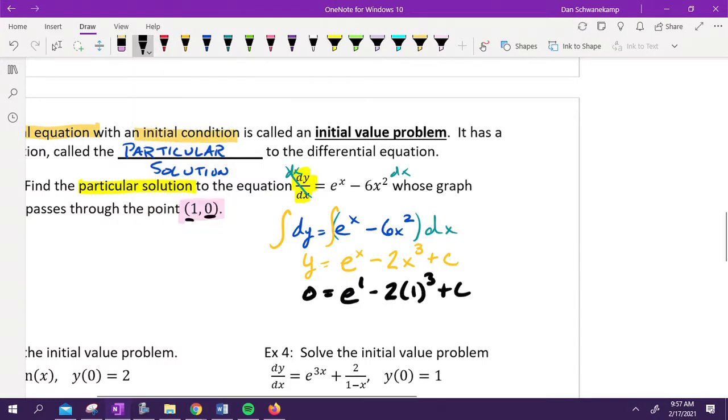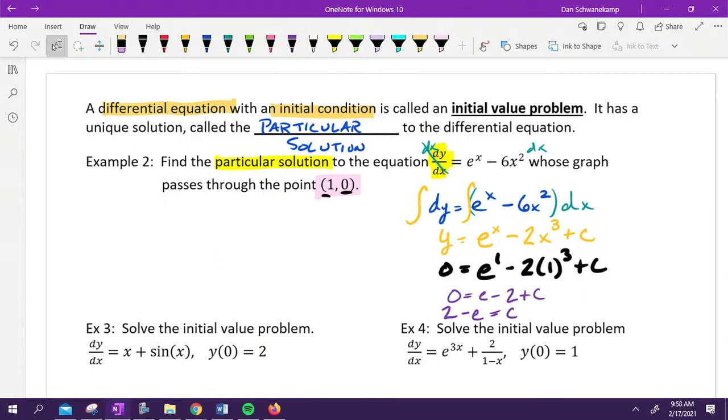They'll do this all the time where you get kind of an ugly answer. Who cares? It's fine. This is just e. That's going to be just 2. If I get c by itself, I'm going to add 2 and subtract e. That is what c is. c is equal to 2 minus e.